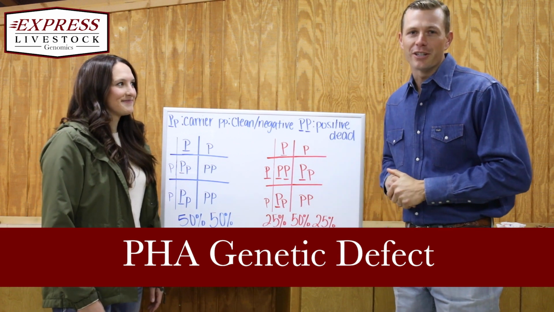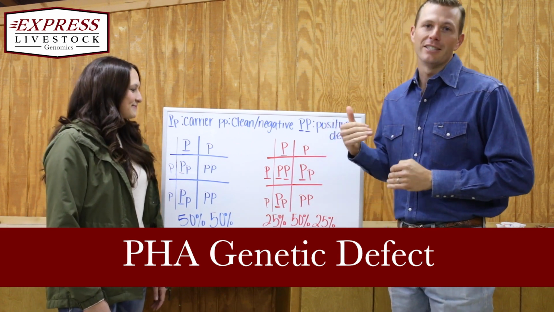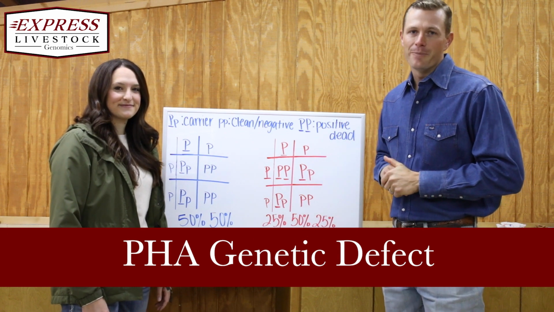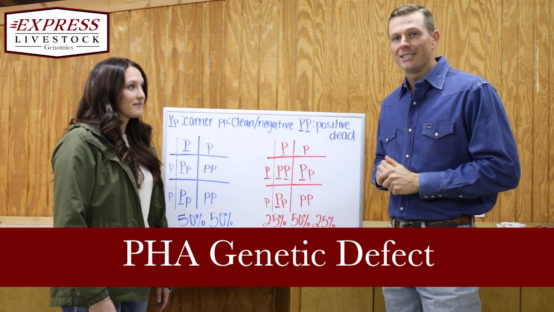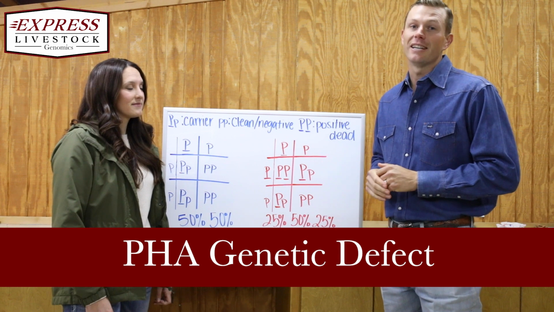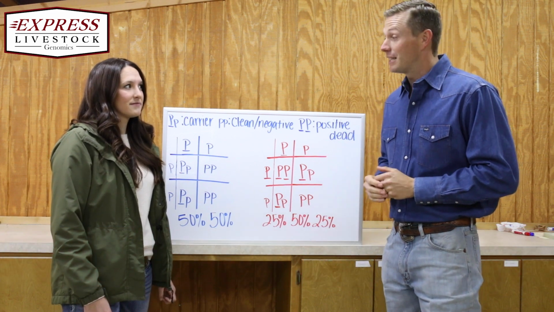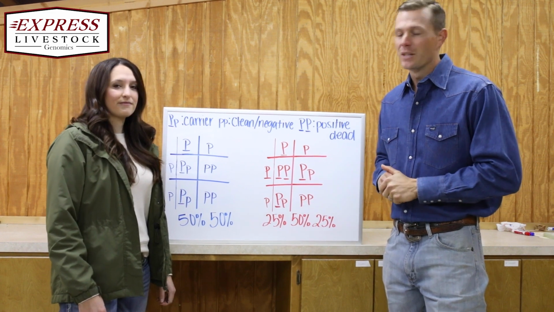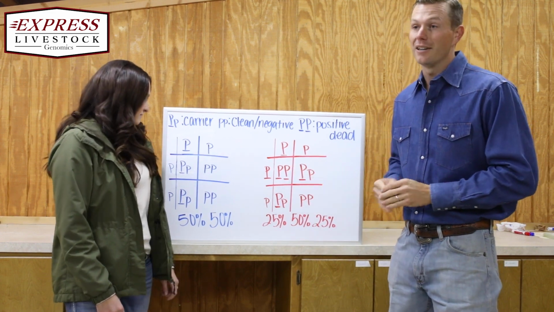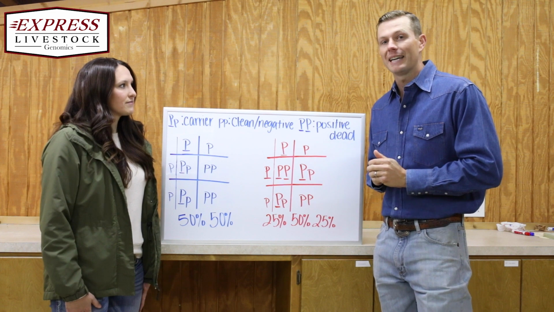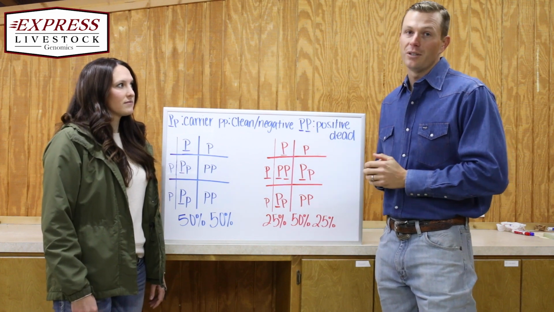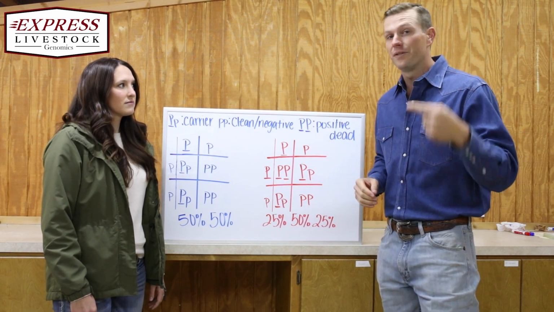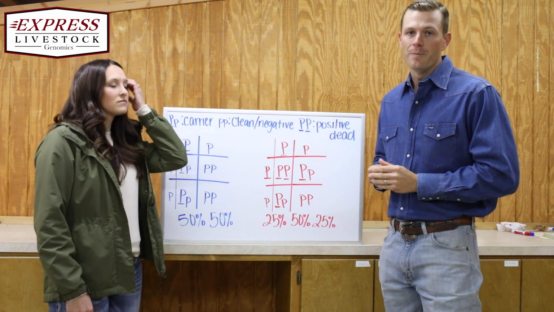Today we're going to show you a graphic that explains the genetic defect PHA. It's important to note that PHA, like TH, is a lethal defect. That means when you get a positive animal, it's a fatality. So we want to stay away from that scenario because it's not only a fatality in the calf. PHA is so dangerous because it can often be a fatality in the cow.